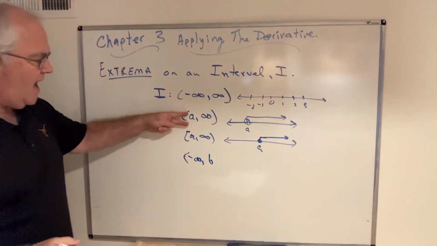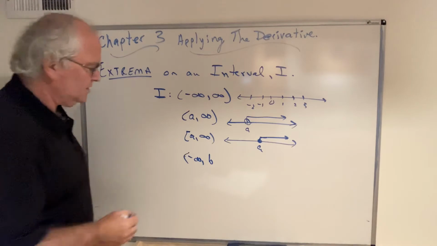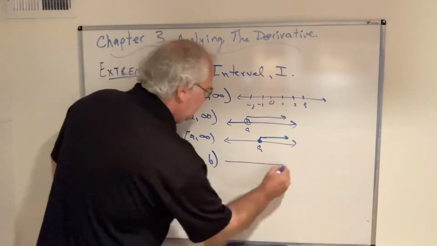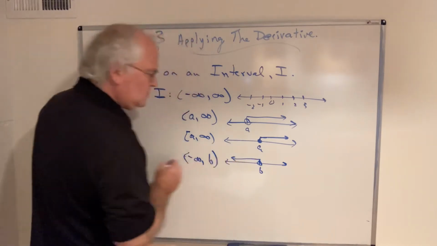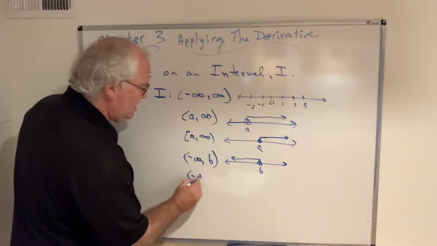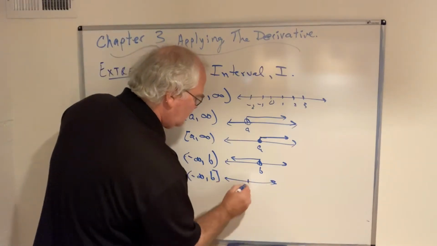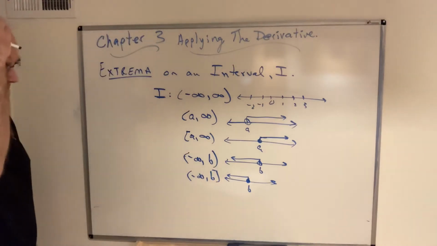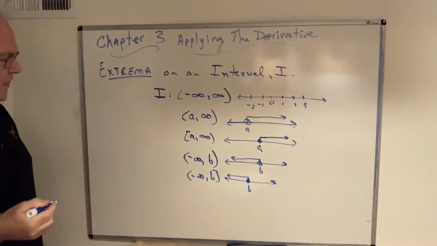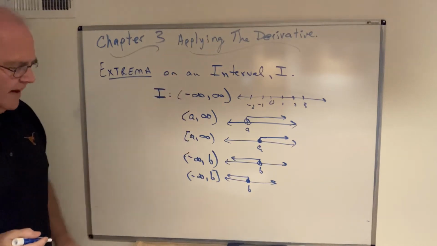Typically, I use A for the first component and B for the second component of these intervals. You can have B not being included. That would be this sort of a picture. You could have B being included. That would be that sort of a picture. And so these are all the various intervals of infinite length.